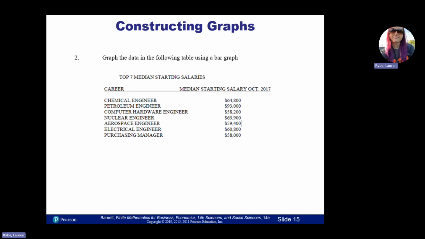64800, 3000, 58200, 63900, 59400, 60800, 58.